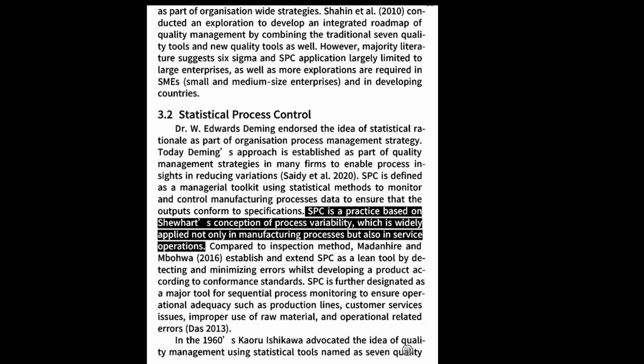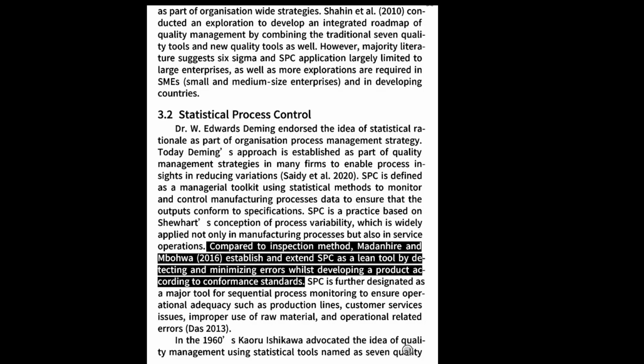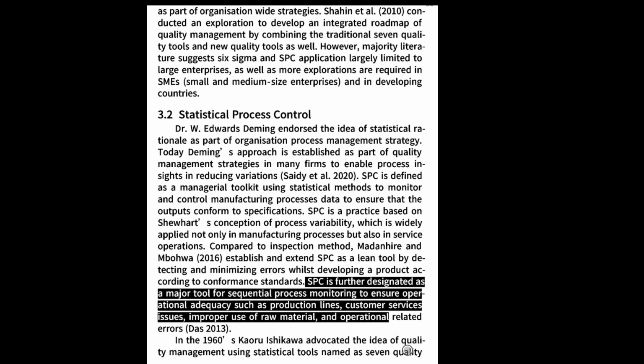SPC is a practice based on Shewhart's conception of process variability, which is widely applied not only in manufacturing processes but also in service operations. Compared to the inspection method, Madanhire and Emboa 2016 establish and extend SPC as a lean tool by detecting and minimizing errors whilst developing a product according to conformance standards. SPC is further designated as a major tool for sequential process monitoring to ensure operational adequacy such as production lines, customer services issues, improper use of raw material, and operational related errors.